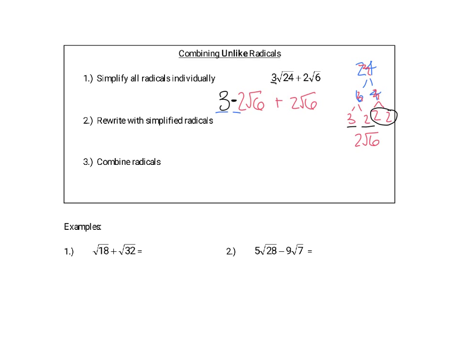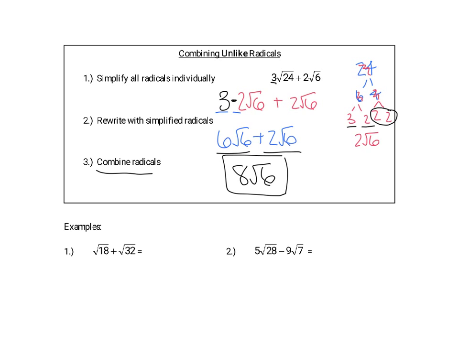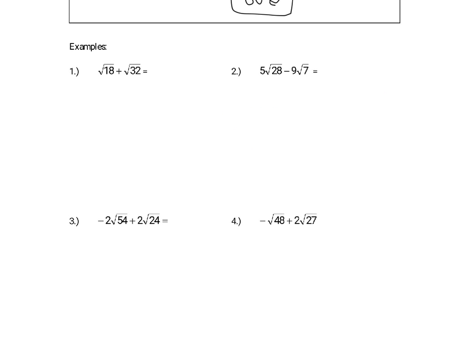Well, we need to multiply here. 3 times 2 is 6. 6 square root of 6 plus 2 square root of 6. And what do you realize? My, oh my, we can combine our radicals because they both have square root of 6. So add the coefficients here. 6 plus 2 is 8. Keep the radical the same. Yay!